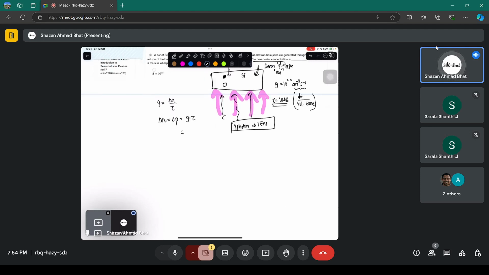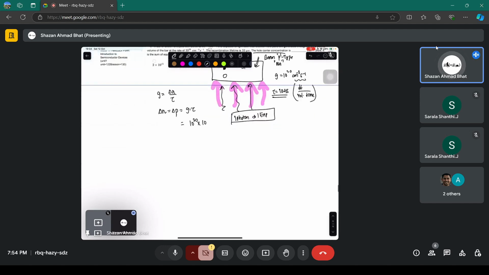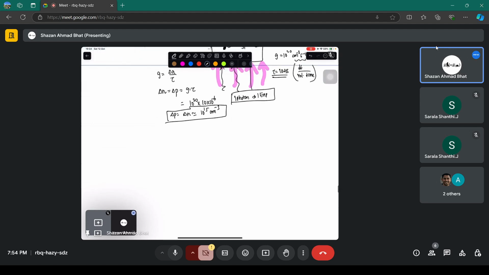And generation is given, how much is it? 10 to the power 20 per centimeter cube into tau, how much? 10 microseconds, 10 into 10 to the power minus 6. So this is approximately 10 to the power 15 per centimeter cube. So this is delta n, which is delta p, equal number of electron hole pairs.